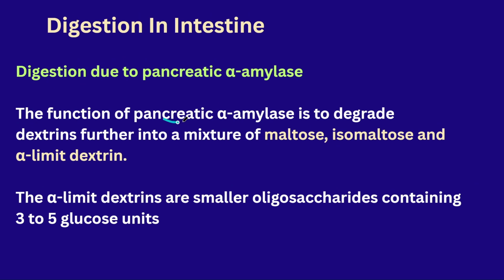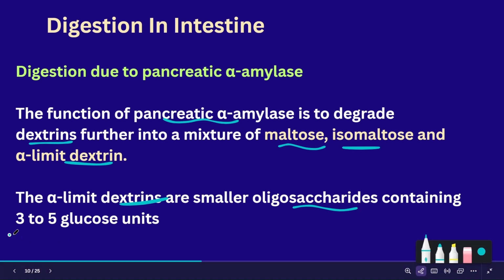Okay, we all know that pancreatic amylase will degrade the dextrins. These dextrins are degraded into simple compounds called maltose, isomaltose and alpha dextrins. Then these dextrins are again broken down into oligosaccharides. We all know that oligosaccharides contain 3 to 10 units of glucose. This point is very important. It can be asked in the entrance exams.